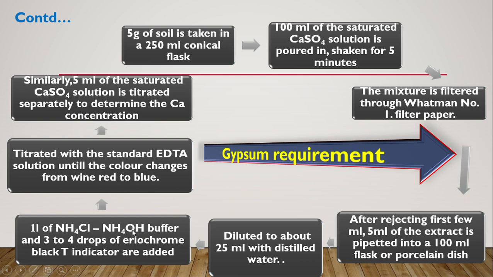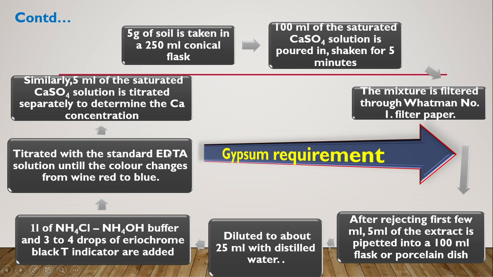The buffer is added along with 3 to 4 drops of Eriochrome Black T indicator, a colored indicator. So it is titrated against EDTA, ethylene diamine tetraacetic acid. First, when we add all these things to the sample, the color will be wine red. The color of the solution will be wine red.